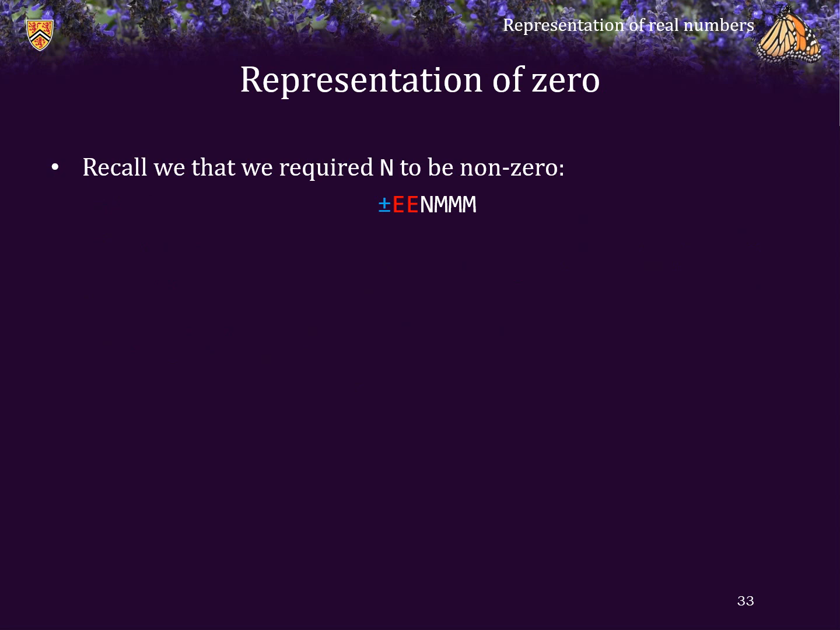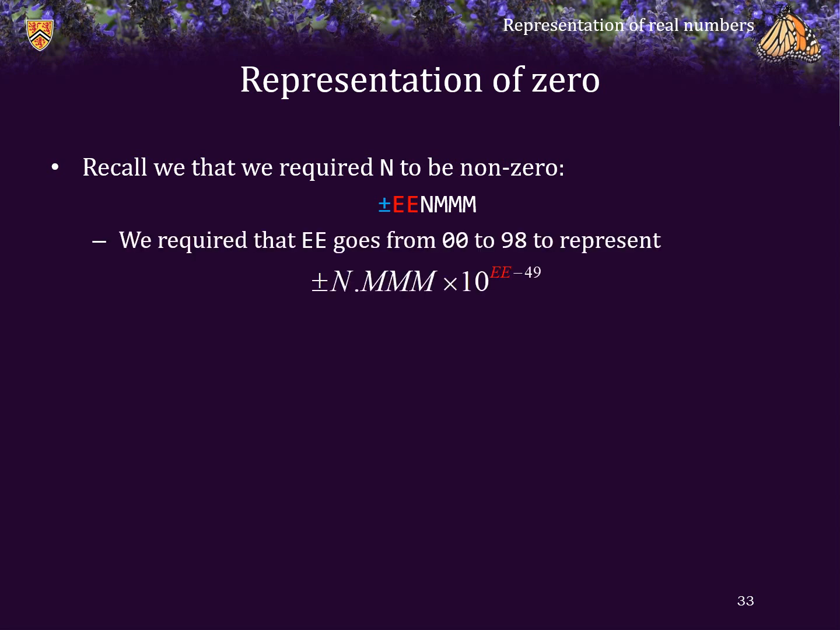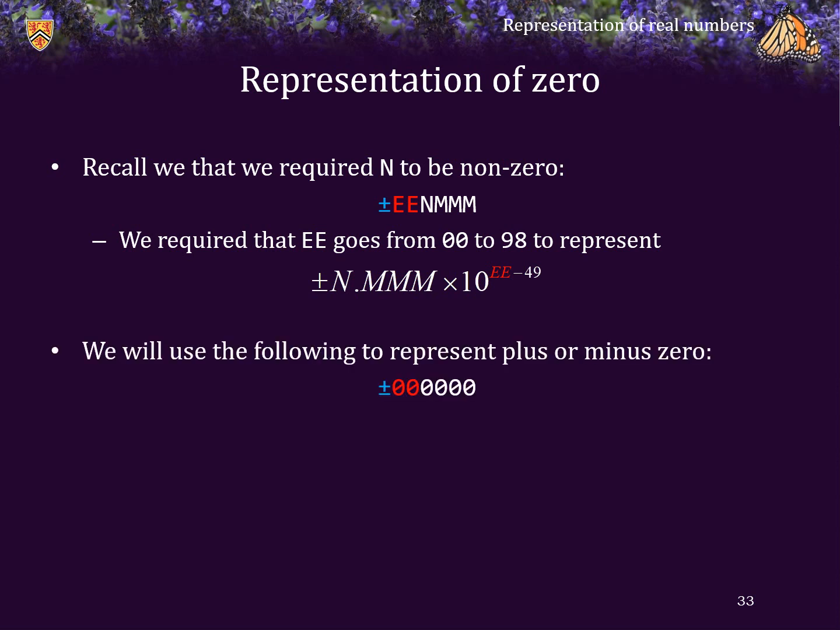Now recall in our representation that we required n to be a non-zero digit. Consequently, this number would be a unique representation of a positive value. So how do we represent zero? Well, we're going to represent zero with this value here, where all the digits are themselves zero. Now this may have, however, seemed to cause an issue, because we now have two different representations of zero, plus zero and minus zero. Why would we want two representations of zero?